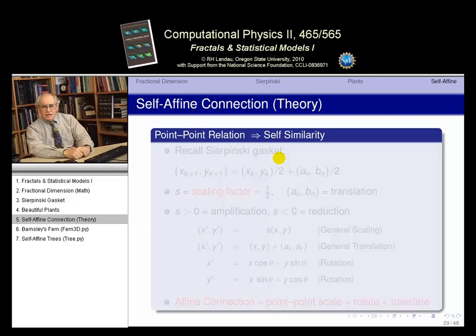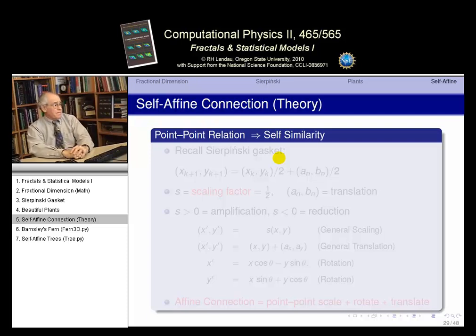Okay, this next slide, we talk about self-affine connection. So this is sort of mathematical theory of these transformations, these statistical models we're developing for fractals. And what does affine mean? It's like, if you have a girlfriend or a boyfriend, you have some affinity for them. That means you're attracted to them. You like to be together. You like to relate to them, okay?